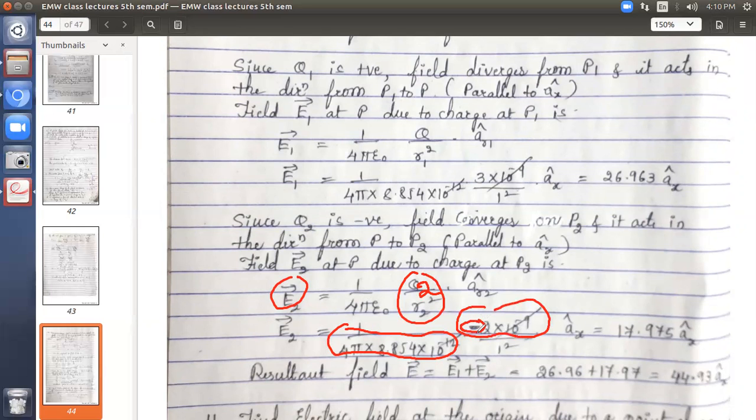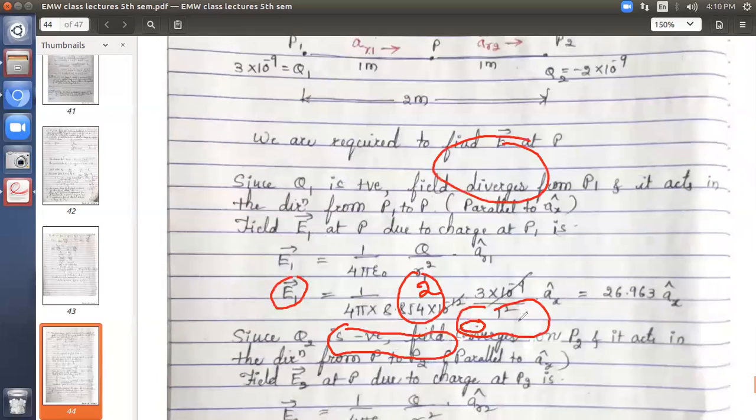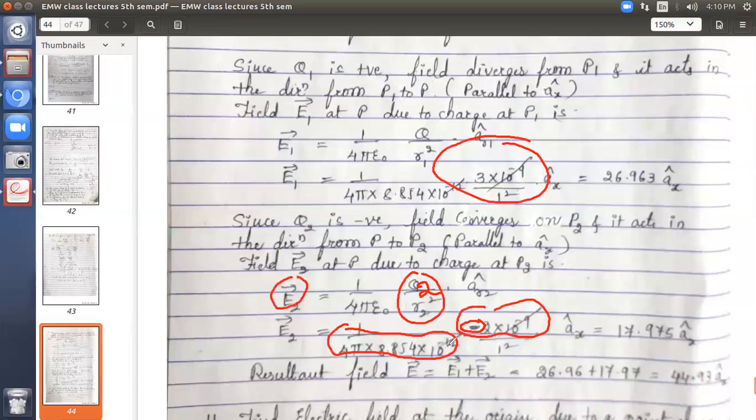Negative sign I have not considered because the negative sign I have already taken in this direction part. Just to know the direction I have utilized it. But if I take only the magnitude, you calculate, you can either consider it or not. If I don't consider it, it will simply be numerator 2 divided by 4 pi epsilon naught, 10 to the power of minus 3, into ax. So you'll get somewhat 17.975. If you consider the negative sign, it will be minus 17.